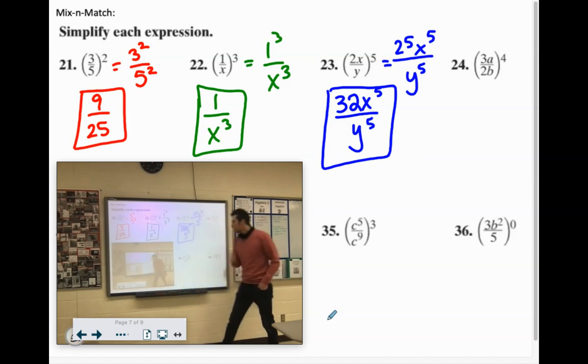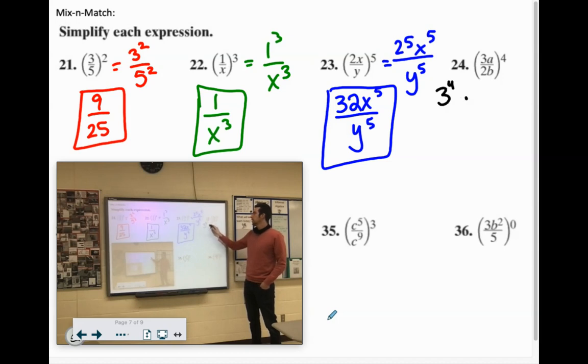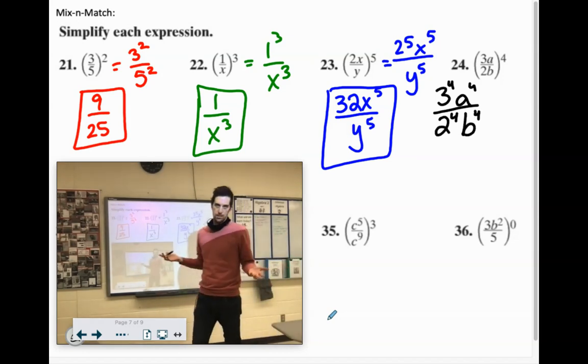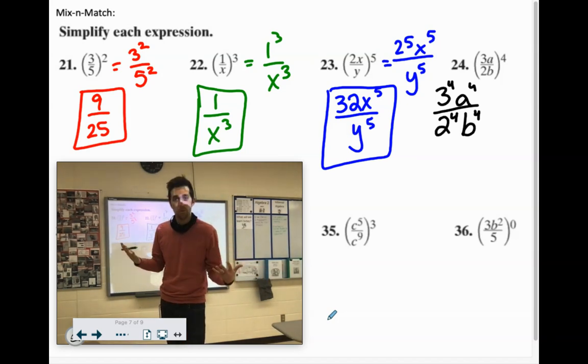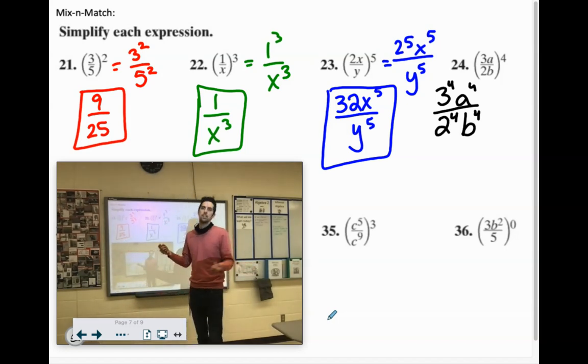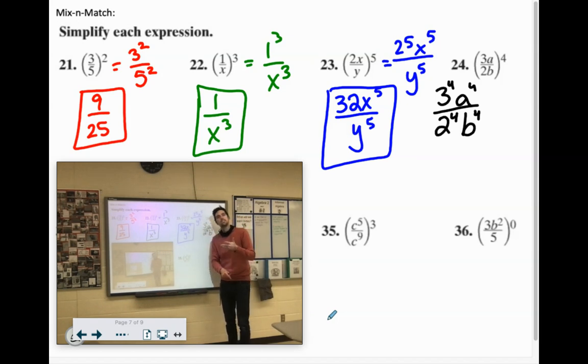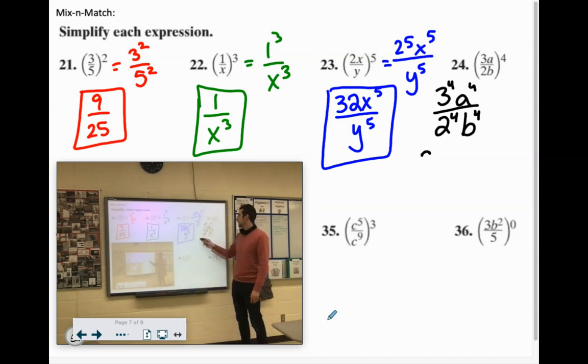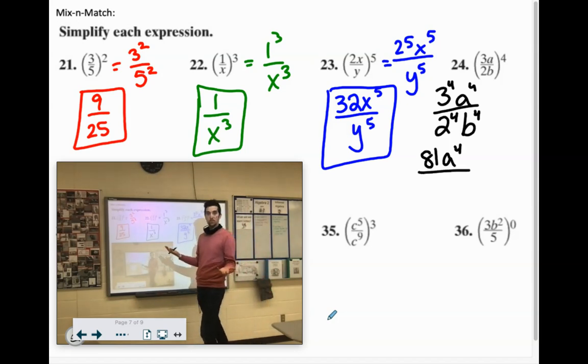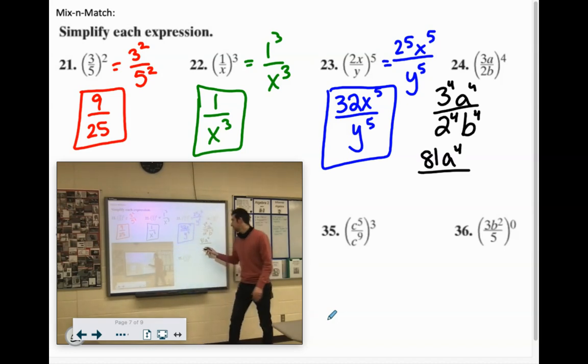All right. 3a over 2b, everything is to the fourth. So 3 to the fourth, a to the fourth, 2 to the fourth, b to the fourth. 3 to the fourth, 3 times 3 is 9. Here's a little tip. If you ever have something to the fourth, you can square it twice. 3 squared is 9, 9 squared is 81. So that's what 3 to the fourth is. So 3 times 3 is 9, times 3 is 27, times 3 is 81. So we have 81, a to the fourth, 2 to the fourth, again, square it twice. 2 squared is 4, 4 squared is 16. So over 16, b to the fourth.